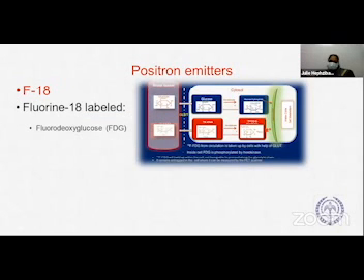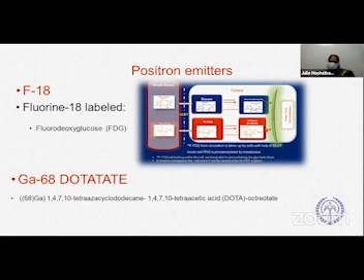The commonly used F18 tracer is fluorodeoxyglucose, which is a glucose analog and which will enter the cytosol and gets phosphorylated to FDG phosphate. This gets trapped inside the cytosol, and this is the mechanism by which we can image in the PET CT. The other positron emitter I mentioned was gallium-68 dotatate.